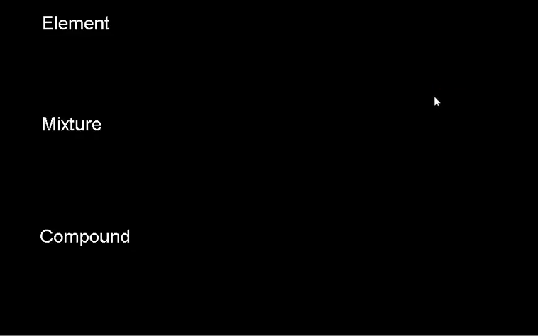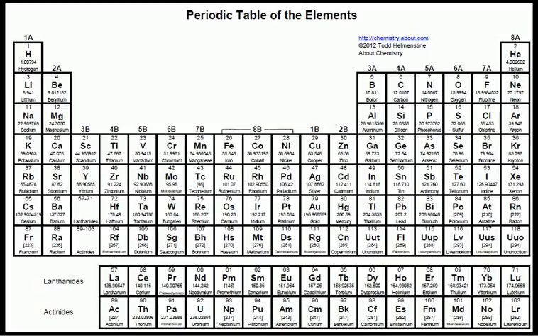In this video, I want to discuss the difference between an element, a mixture, and a compound. An element is a substance in which all atoms are the same. And if we look at the periodic table, this is what the periodic table is made up of: substances where all atoms are the same.